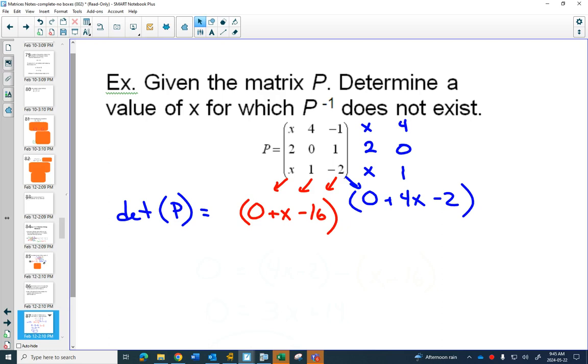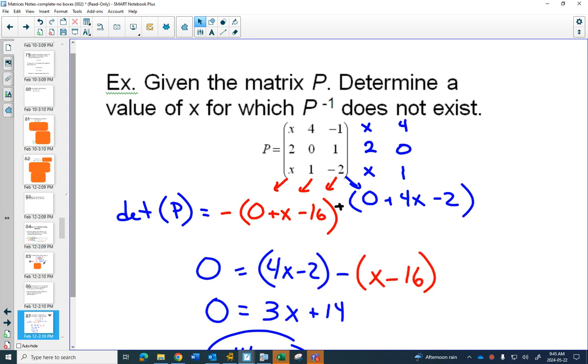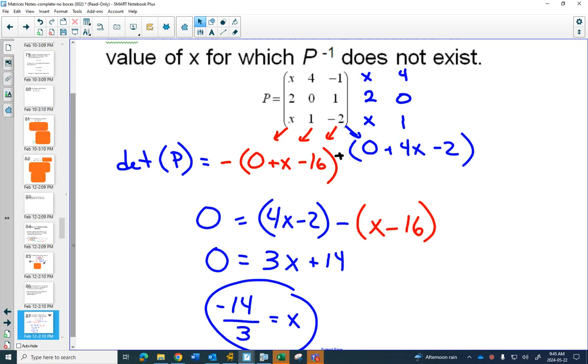So our determinant would be our red arrows. That will get subtracted. Our blue arrows would get added. Did I do anything else? Oh, I did. And if it's equal to 0, then the inverse won't exist.